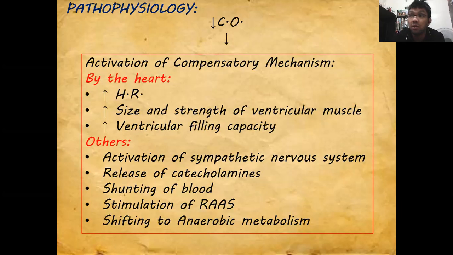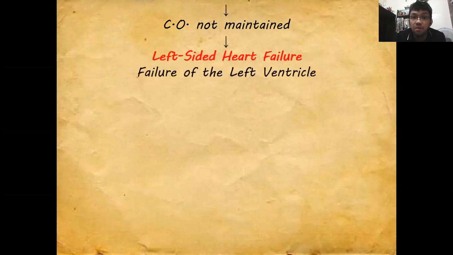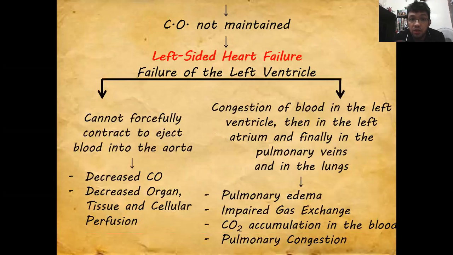or shifting to anaerobic metabolism can be caused by this if there's lack of oxygen in the body. So cardiac output now is no longer maintained. Left-sided heart failure can occur. So since it cannot forcefully contract to eject blood into the aorta, there will be decreased cardiac output, decreased organ, tissue, and cellular perfusion. So the organs of the body cannot receive that much oxygen and nutrients.